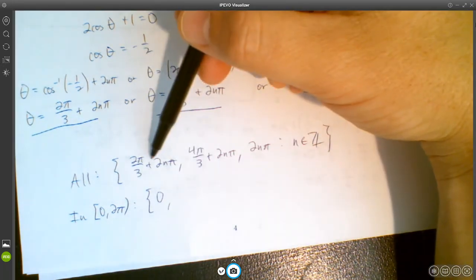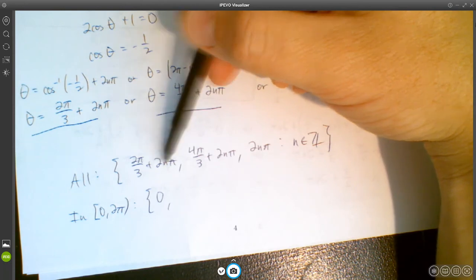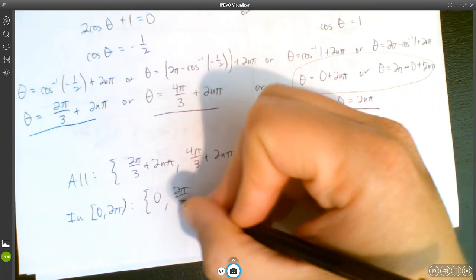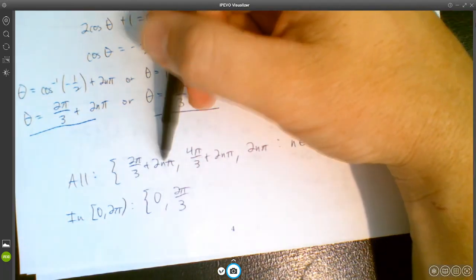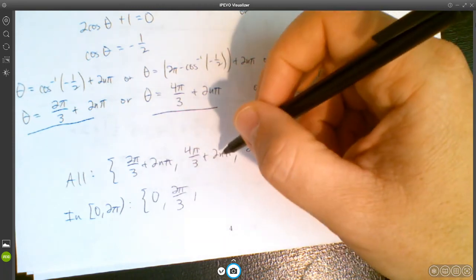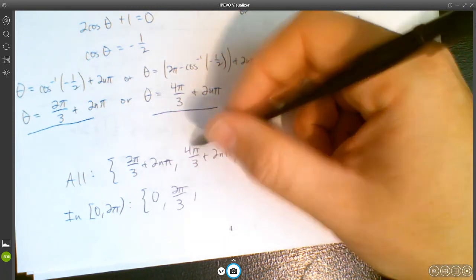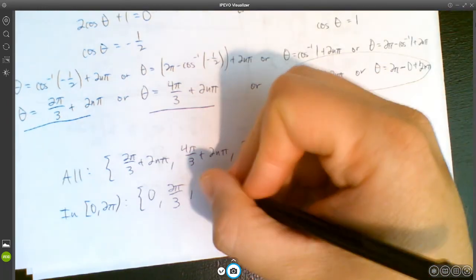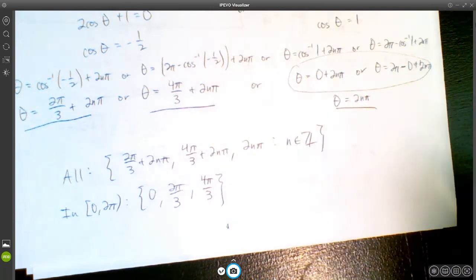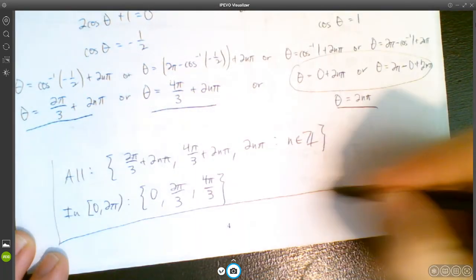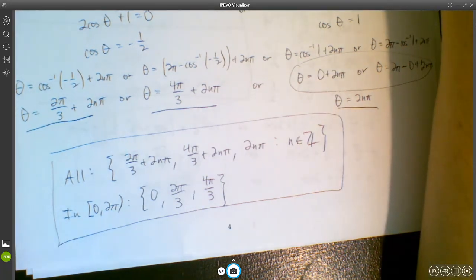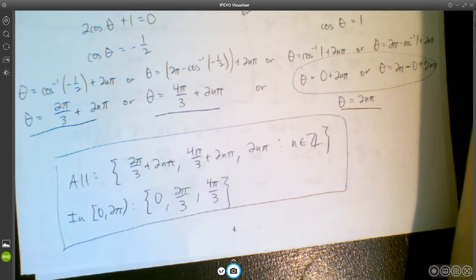Now, the other two. If I plug in something negative, it's going to be too small. If I plug in 0, I'm going to get 2 pi over 3. That's definitely in there. If I plug in 1, it's going to be too big. And then moving on to the 4 pi over 3. If I plug in a negative, it's going to be too small. If I plug in 0, I get 4 pi over 3. And if I plug in 1, it's too big. So I only get 3 solutions that fall in the interval from 0 to 2 pi. But there you go. That's how that one works.